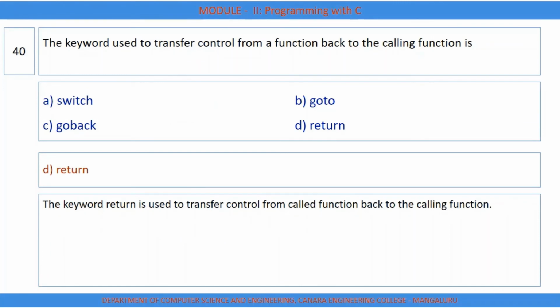The keyword used to transfer control from a function back to the calling function is option A, switch, option B, goto, option C, go back, option D, return. Answer is option D, return. The return statement ends the execution of a function and returns control to the calling function. Execution resumes in the calling function at the point immediately following the call. This statement can return a value to the calling function.